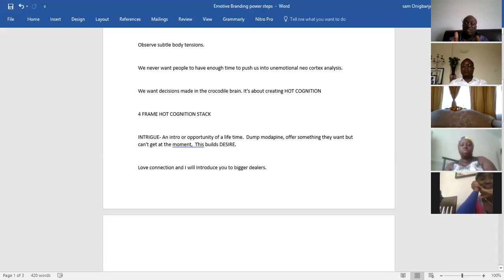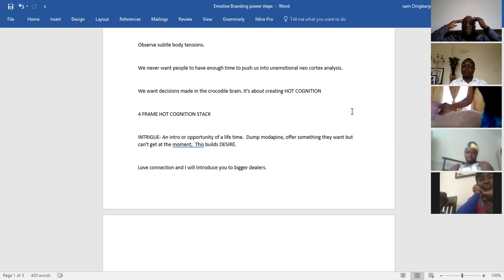What we are in this room to do today is to make sure that those people show you a lot of respect and they buy into you and they are emotionally connected, not disconnected. Now, we never, ever want people, when we're delivering a presentation, to have enough time to start processing what we're offering them in an analytical way.